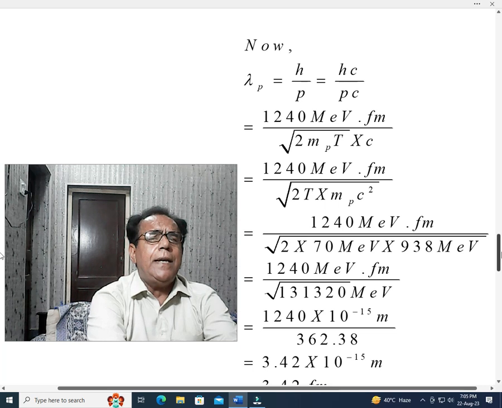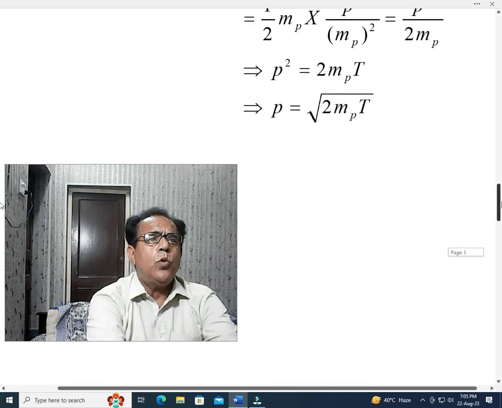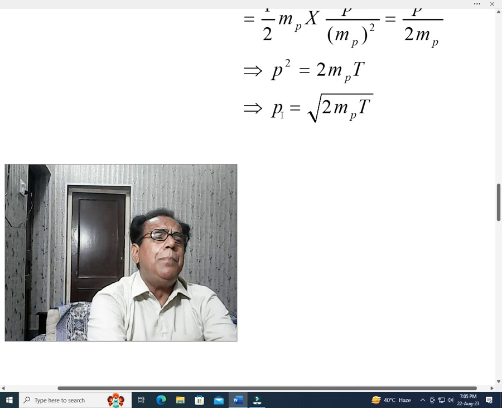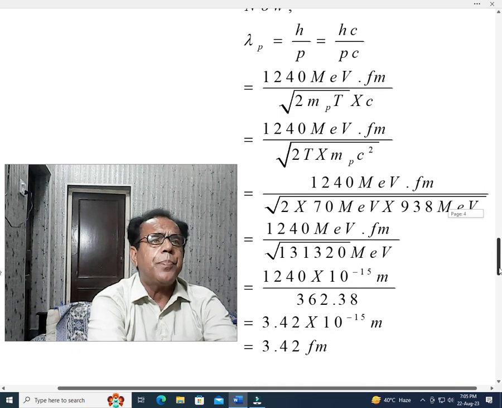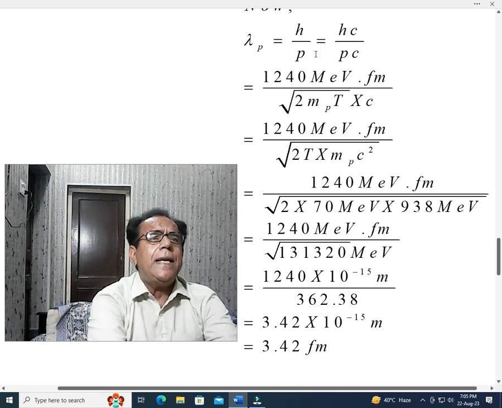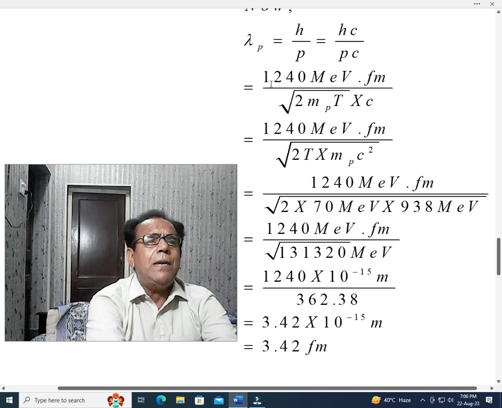Divided by, we have already calculated p, but it is only p. When we multiply p by c, then it will become hc value put here, divided by this p and this c, because we have multiplied and divided by c. And in place of hc we have used its value.